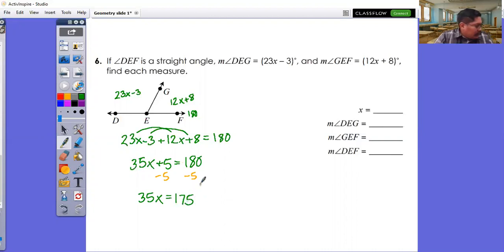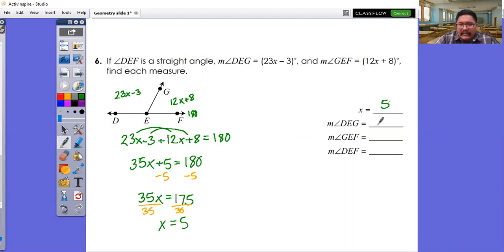$175. And I finally found my calculator, so I'm gonna go ahead and do this. 175 divided by 35, and that would be 5. X equals 5. And in this case, I probably will divide both sides by 35. And now we have our first part of our puzzle, and that would be 5. X is equal to 5.